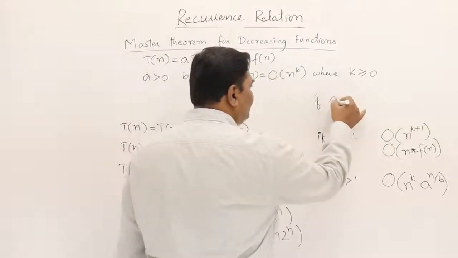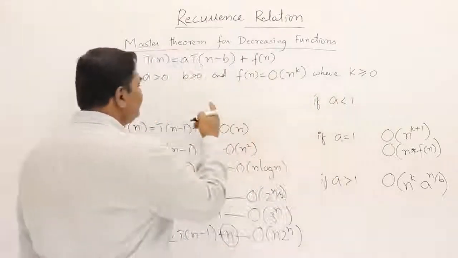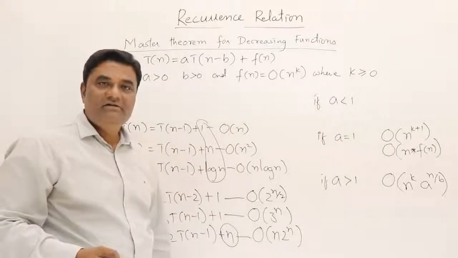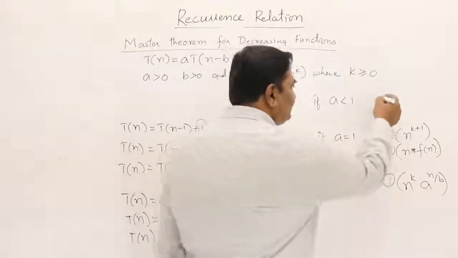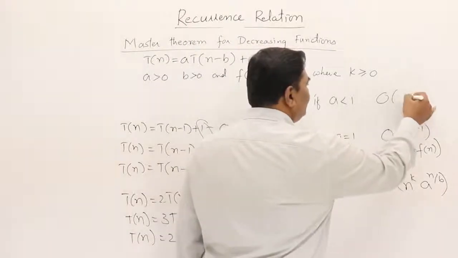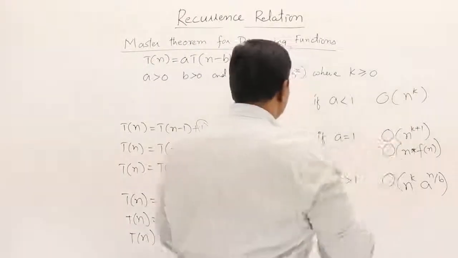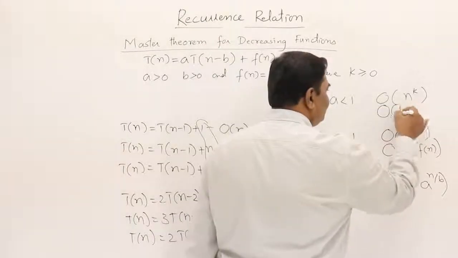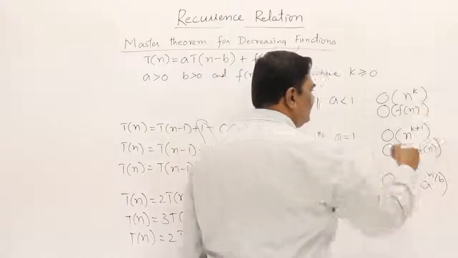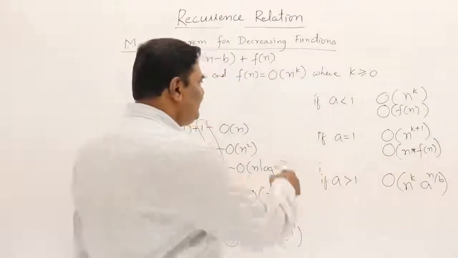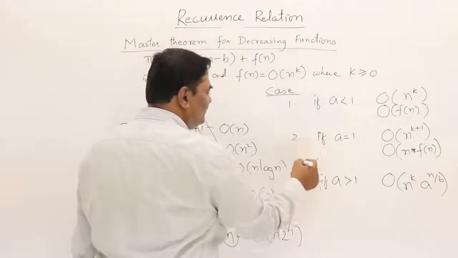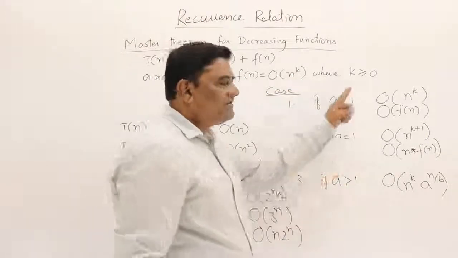What if a is less than 1? Means it is not 1, it is 0.5 or 0.75 something. Then what is the answer? It is same as n power k, so even I can say it is just f of n. So here we have three cases, case 1, 2, 3. This is Master's theorem.